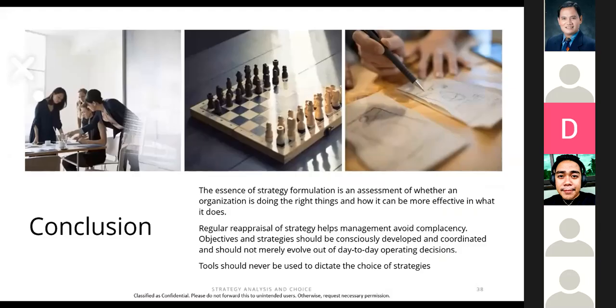In conclusion, the essence of strategy formulation is an assessment of whether an organization is doing the right things and how it can be more effective in what it does. A regular reappraisal of strategy helps management avoid complacency. Objectives in strategy should be consciously developed and coordinated and should not merely evolve out of day-to-day operation discussions. Tools should never be used to dictate the choice of strategies.